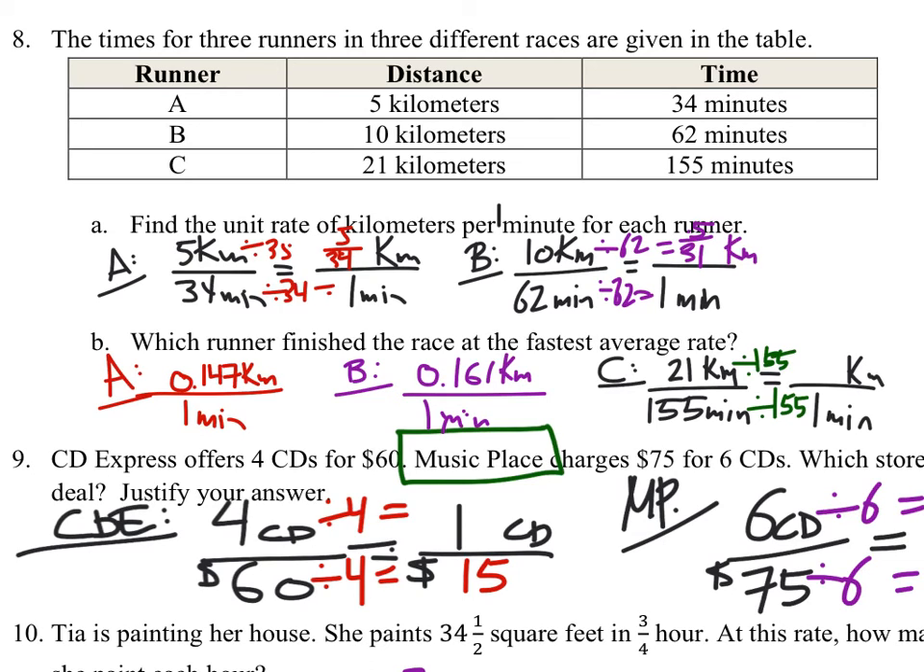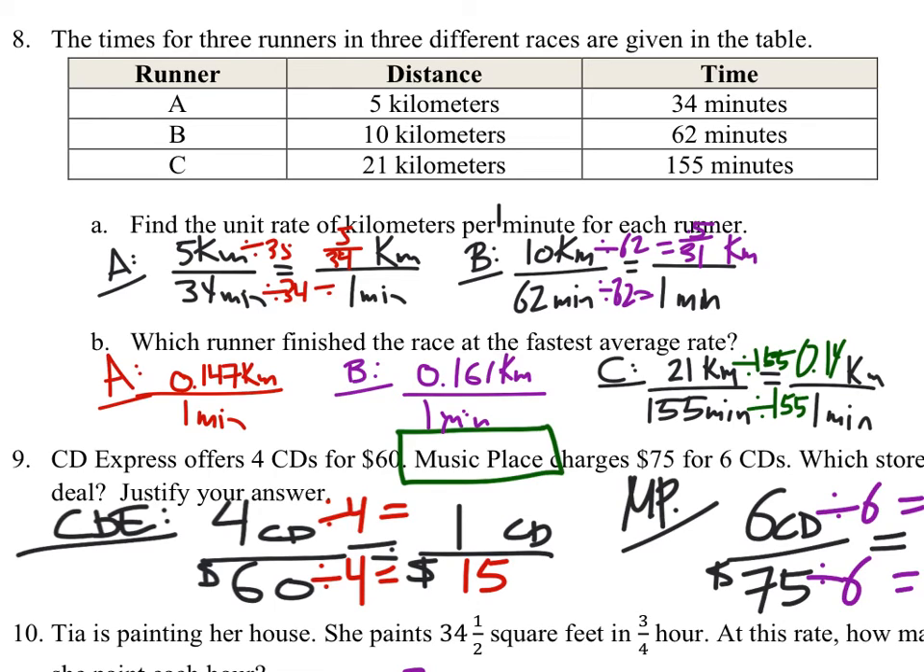We'll just change this one directly into a decimal. So 21 divided by 155. And we got 0.1. I can round that to the thousandths.